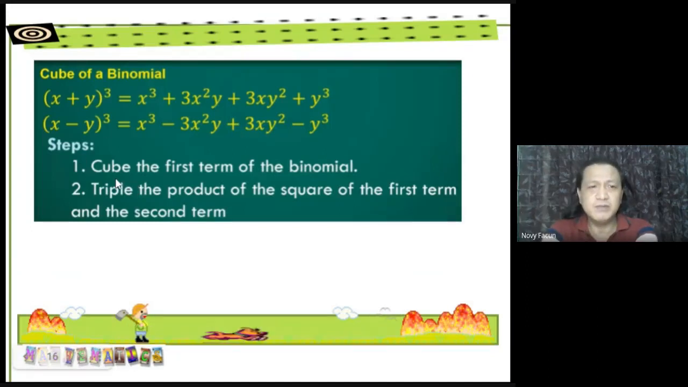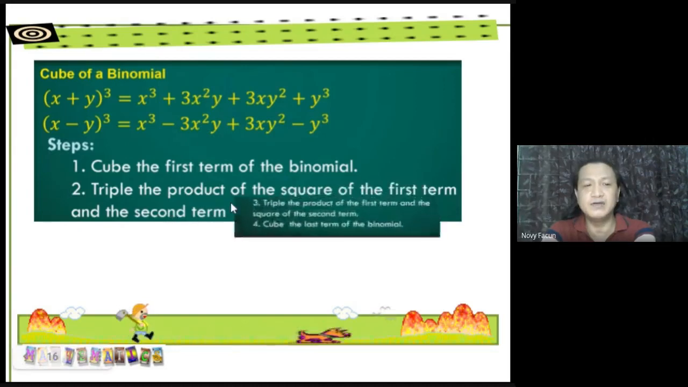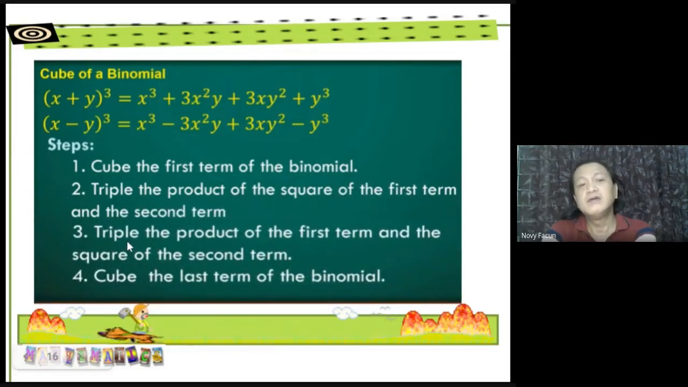So the steps would be: cube the first term of the binomial. Next, triple the product of the square of the first term and the second term. Next, we have triple the product of the first term and the square of the second term. And step 4, cube the last term of the binomial.